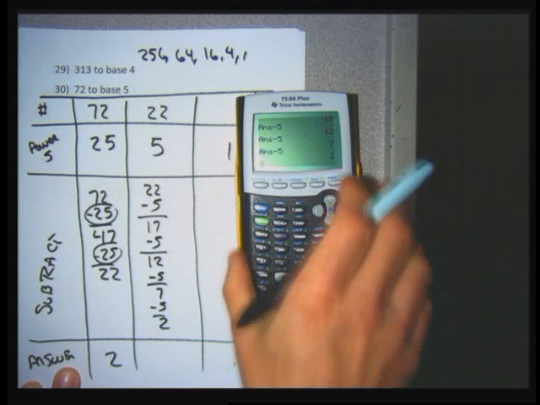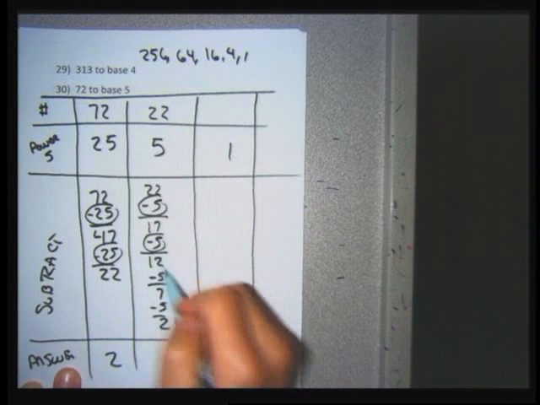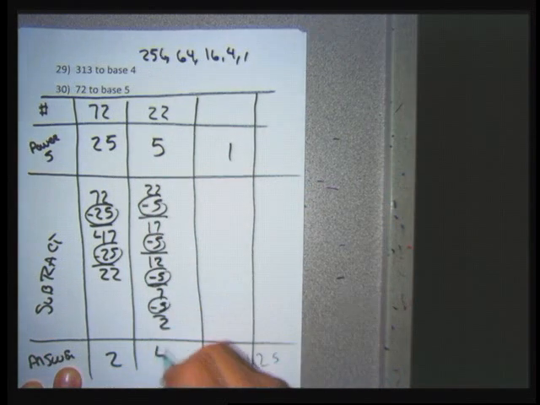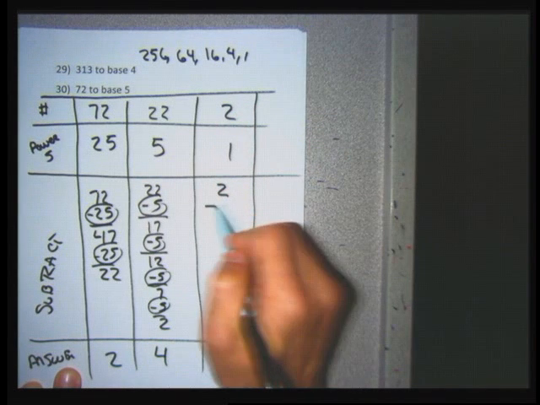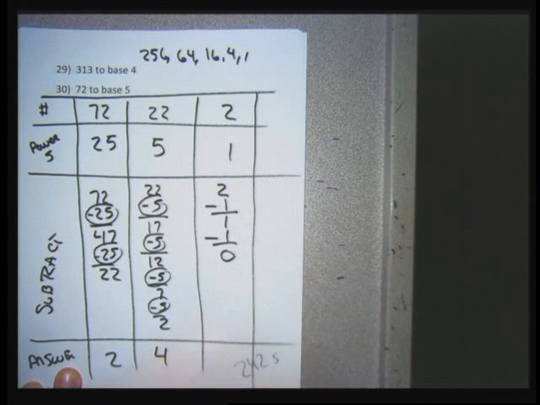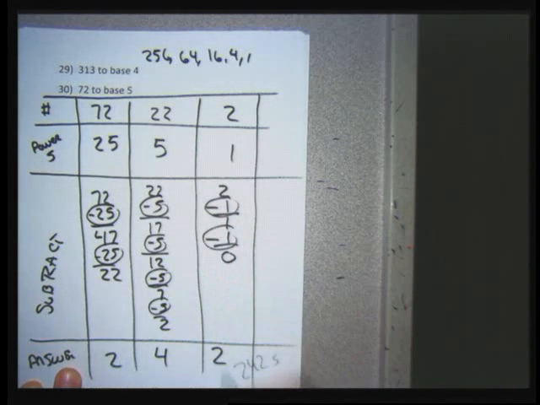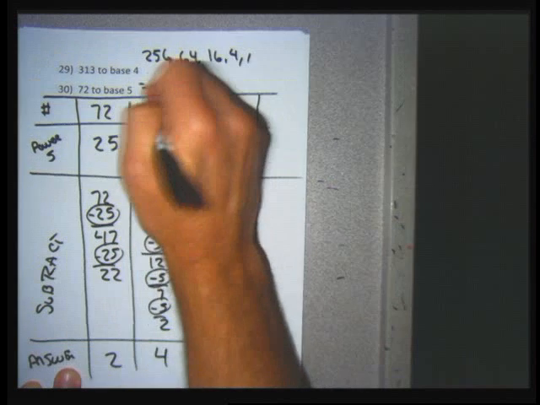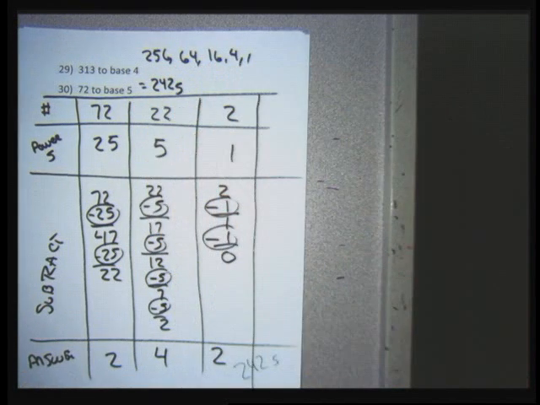Done subtracting 5s. I was able to subtract 1, 2, 3, 4 times. Bring my remainder of 2 over. Now go 2 minus 1 is 1. 1 minus 1 is 0. Used up all my powers of 5 and I'm down to 0. Write down the last number on the bottom, which is 2. My answer is going to be 242 base 5. Just 5 more to go.